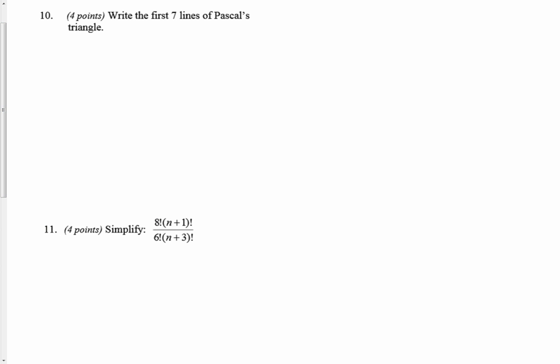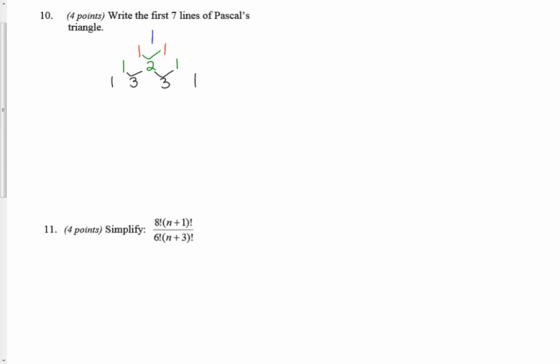Question number 10 asks me to write the first 7 lines of Pascal's triangle. The first line of Pascal's triangle is just a 1. The second line is also 1s, but there's 2 1s in this line. To get to the third row, like any other row, I'm going to start with 1. Now that I actually have 2 things I can put together, 1 and 1 was 2, and then I end with a 1. To get to the fourth line, I start with a 1. I add 1 plus 2 is 3, 2 plus 1 is 3, and then I end with a 1.